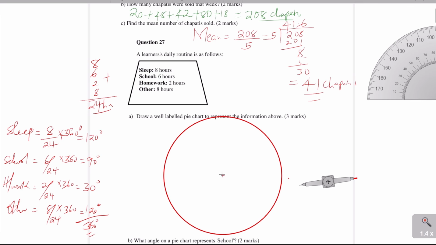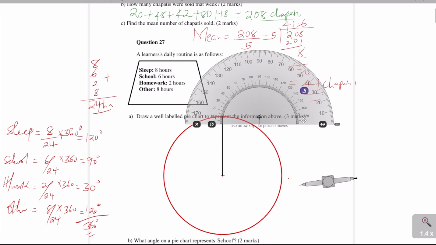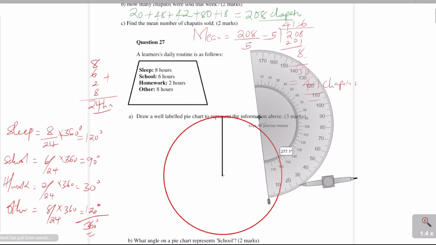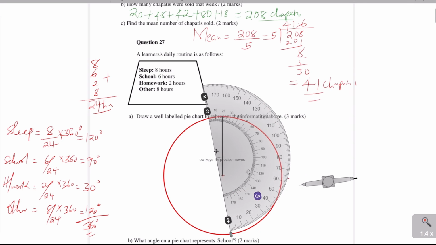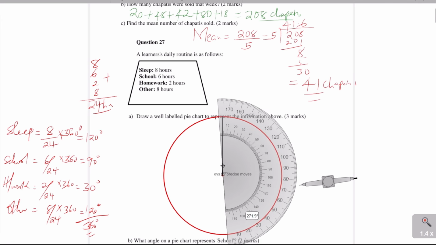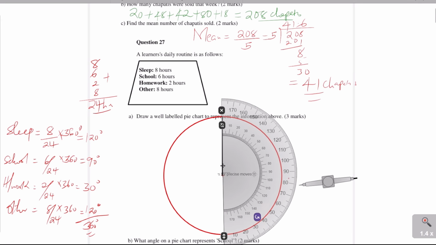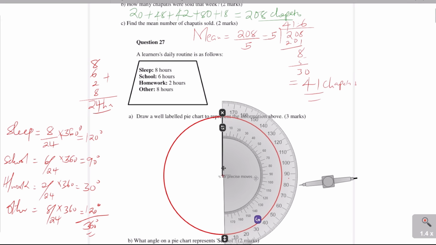draw a straight line here, where I will begin. So that line will help me when I'm measuring the angles. So now I want to measure 120. So 120, take your protractor and then you place it like that.